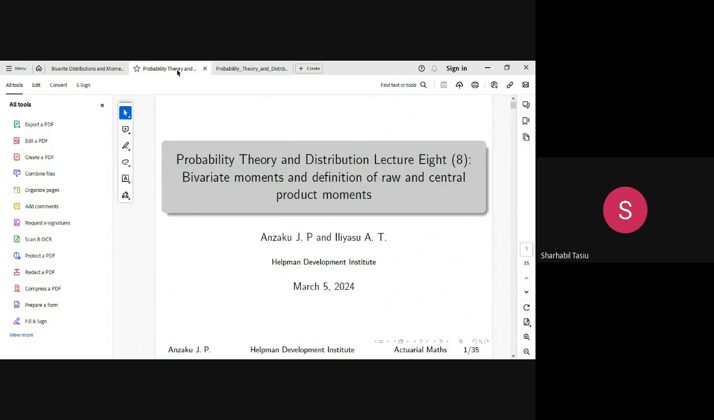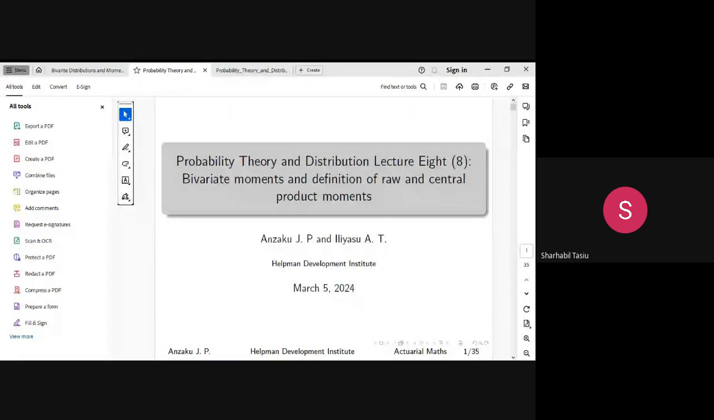So today we're going to continue in that regard, still under the estimation and series, but this time we want to consider the bivariate moments and the definition of raw and central product moments. We will look at all of this and see some examples of what they mean. We'll be looking more at the application, but at some moment I'll take us through the mathematics of it, so that we'll see how these things are computed or generated mathematically.